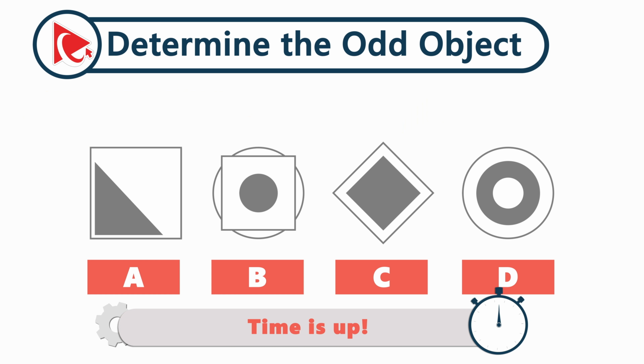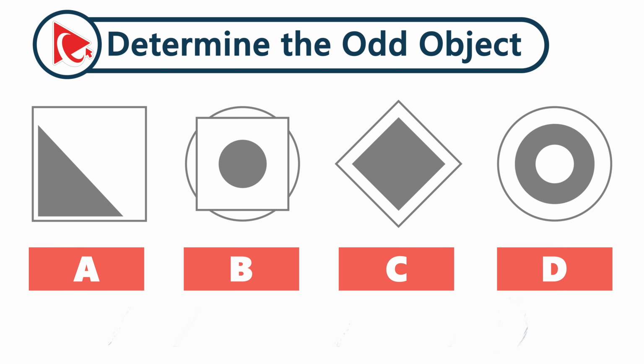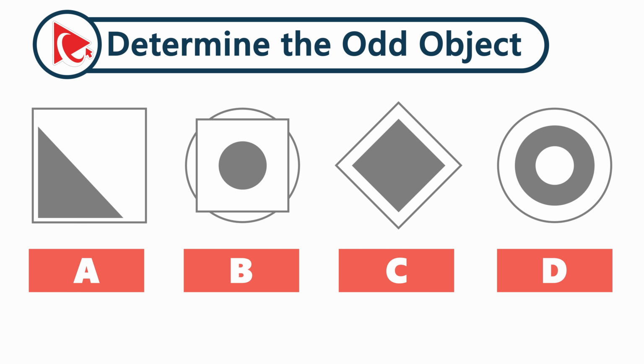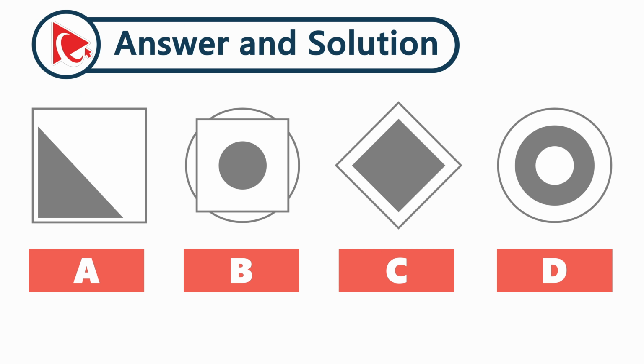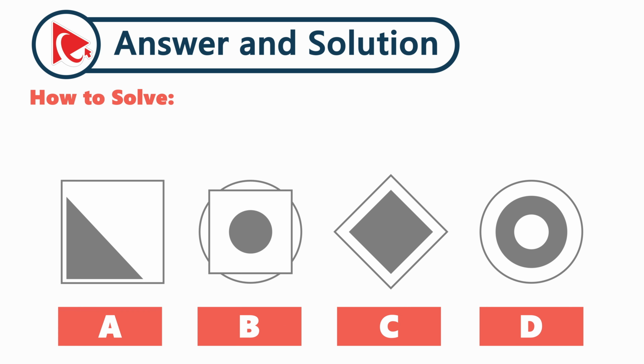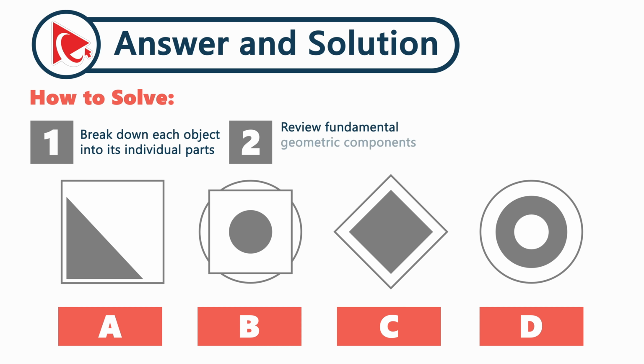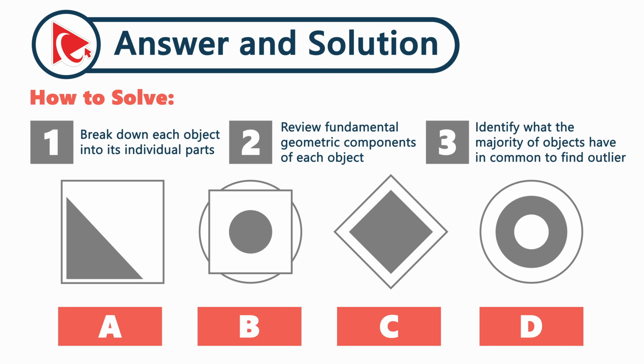Time's up. Do you have your answer ready? I hope so, because the solution here is extremely simple. You typically solve these types of challenges in 3 simple steps. In step 1, you break down each object into individual parts. In step 2, you review fundamental geometric components of each object. And then in step 3, you identify what the majority of objects have in common to find the outlier.